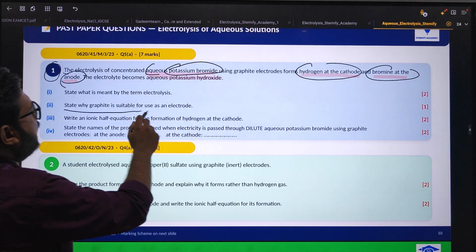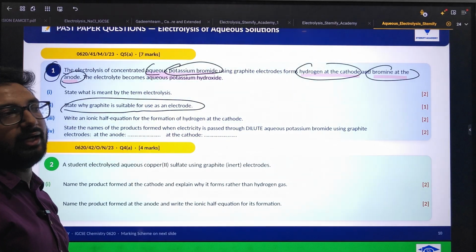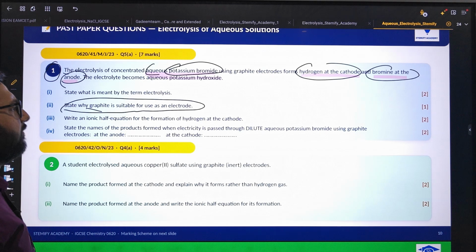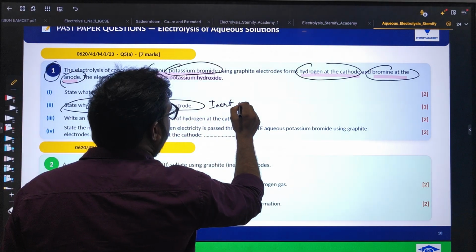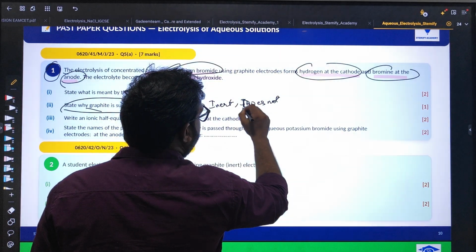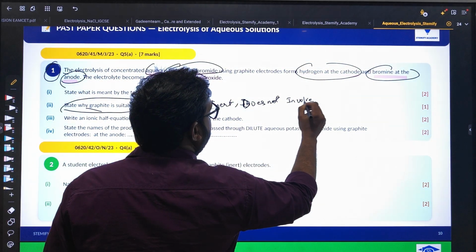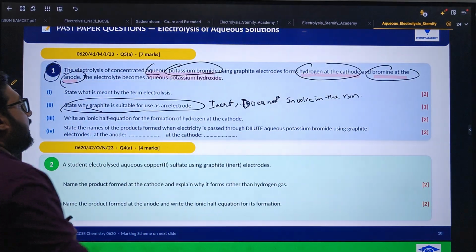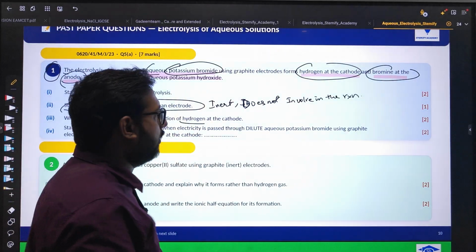State why graphite is suitable for use as an electrode. See, graphite is inert. It does not get involved in the reaction. So that is why we are using graphite as an electrode, because it is inert and it does not get involved in the reaction.